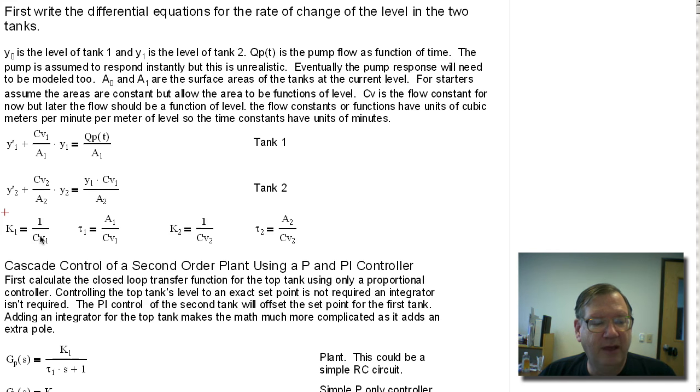I'm going to assume that I have a gain and a time constant for tank 1 and a gain and time constant for tank 2. Right now, I'm using the words time constant loosely. But let's continue on.